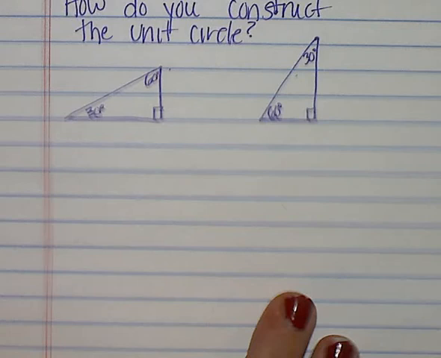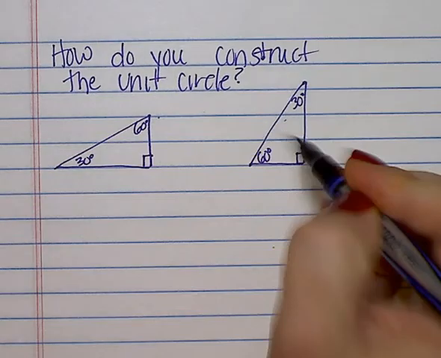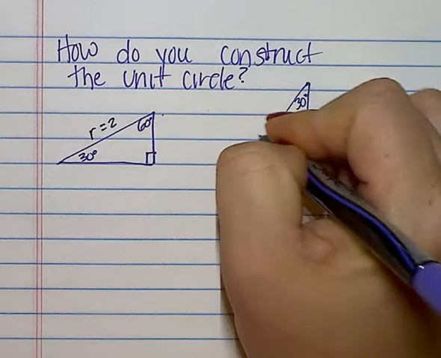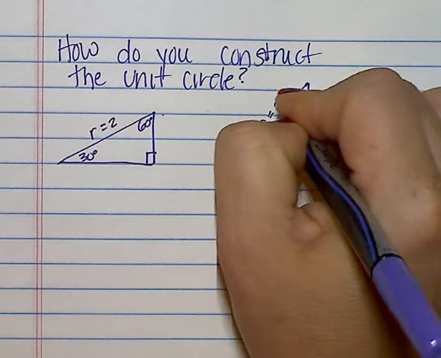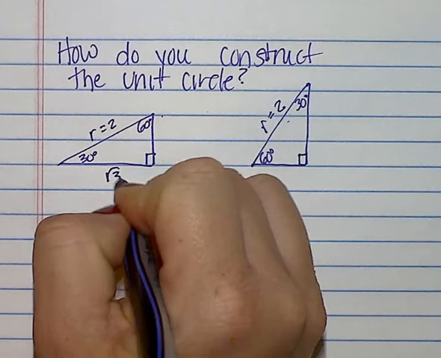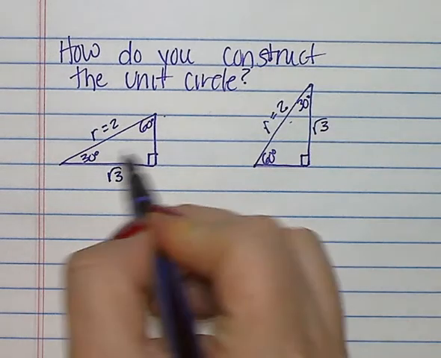You have already learned about 30, 60, 90 triangles, possibly in 8th grade, and then again in geometry. Across from the 90-degree angle is called the hypotenuse. And we're going to say r equals 2 for that. R represents the radius. You'll see where this falls into play when we put these triangles into the unit circle in a little bit. Across from 60 degrees is always radical 3. And across from 30 degrees is always the number 1.